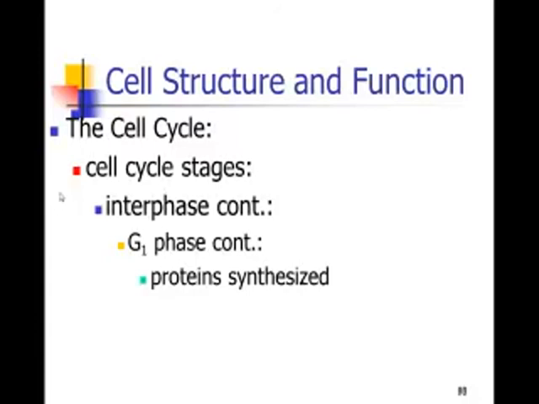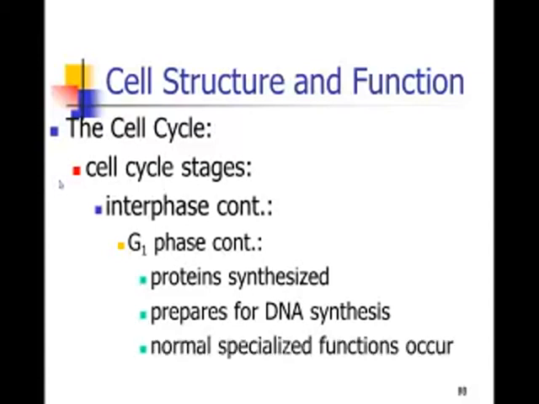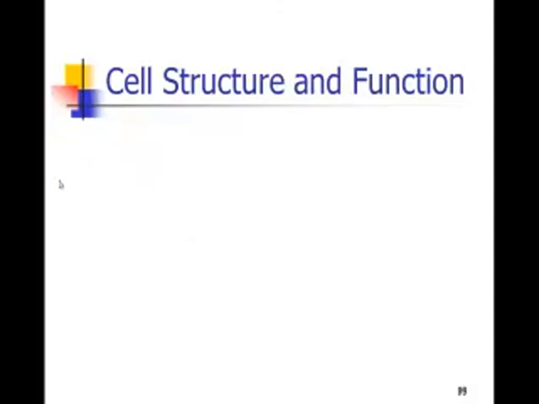Proteins are synthesized during the G1 phase. So if you have a secretory cell in a gland, let's say, they might be forming the enzymes that that gland releases, or maybe hormones that the gland releases, if it's a protein hormone. The DNA prepares for synthesis of the various compounds the cell could produce, and the normal specialized functions occur. So this is when muscle cells would contract, or nerve cells conduct impulses, or glandular cells secrete substances.